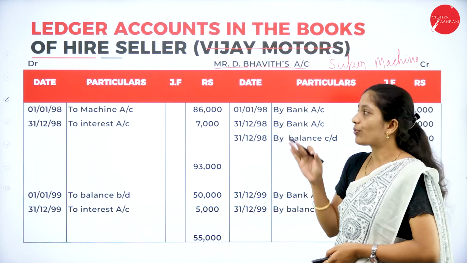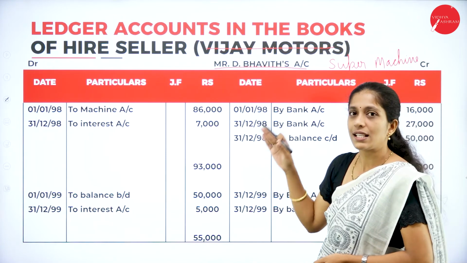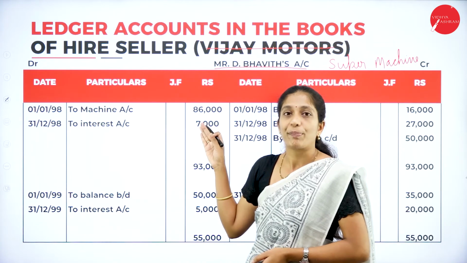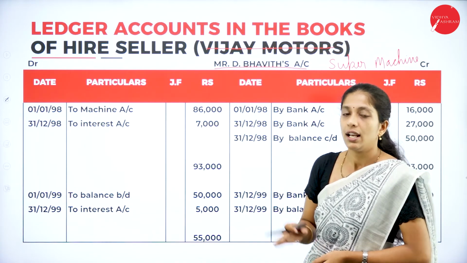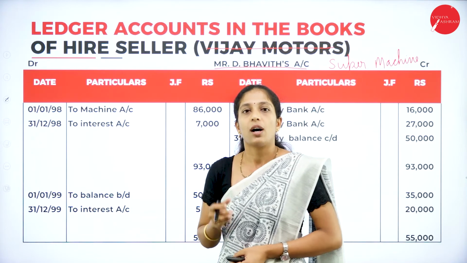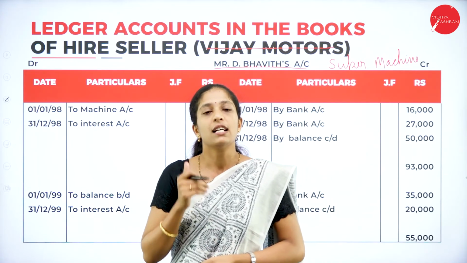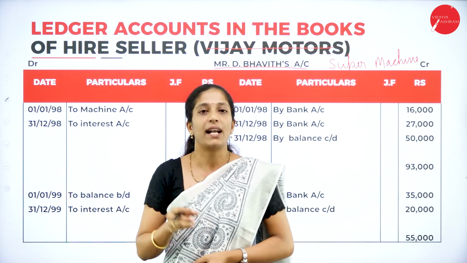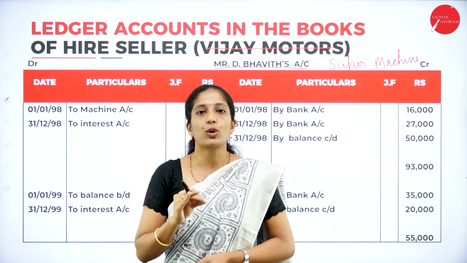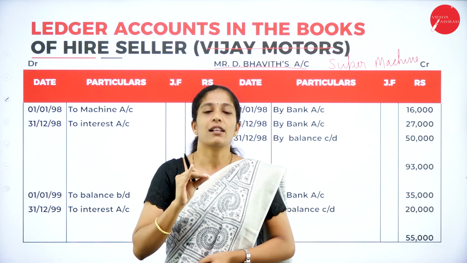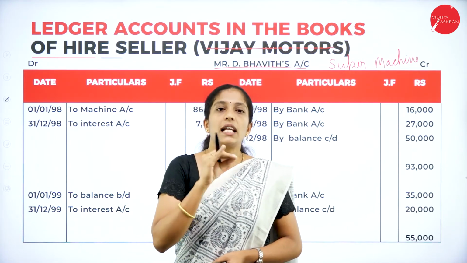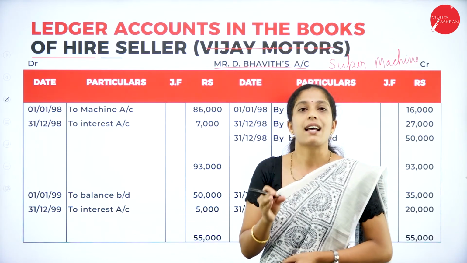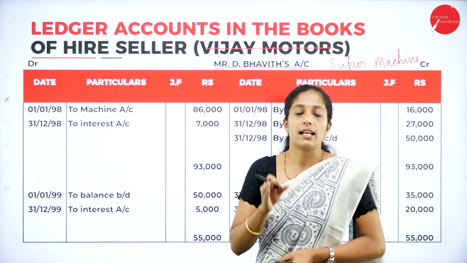Clear? Now what do we have to do here? Since we are preparing the books of the hire seller, the first account to be prepared is the hire purchaser's account. What are the journal entries we have to record in the books of the hire seller? The first one is for selling of the asset, next receiving of the down payment, the third one is interest due, the fourth one is installment receipt, and the fifth one is for transferring interest to the profit and loss account. Here we are not having depreciation since the asset is not in the hands of the hire seller.